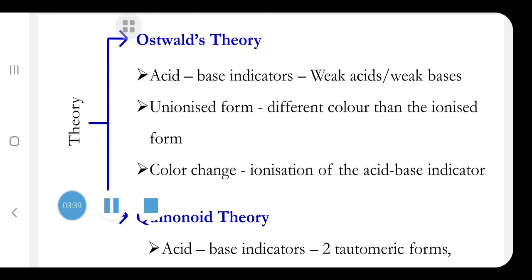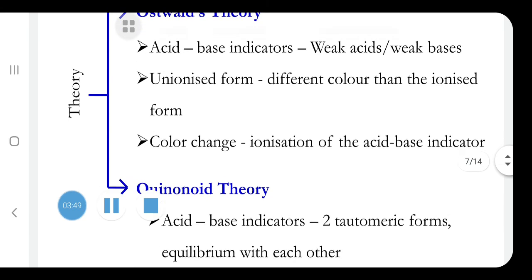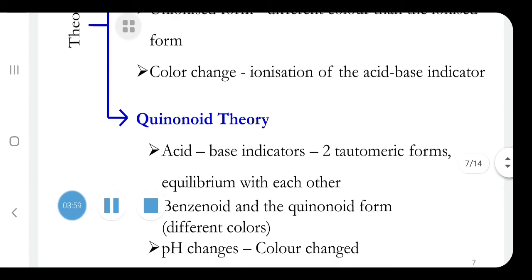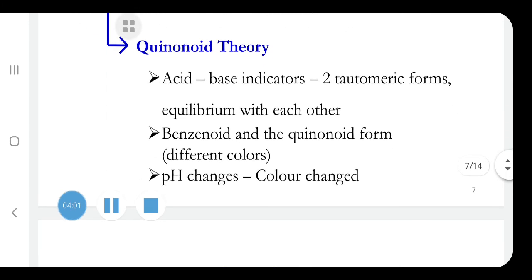Coming to Ostwald's theory, this is just a few glimpses of Ostwald's theory. According to Ostwald's theory, the acid-base indicators are either weak acids or weak bases, and the unionized form has a different color than the ionized form, and the color change is a result of the ionization of the acid-base indicator. The second is quinoid theory.